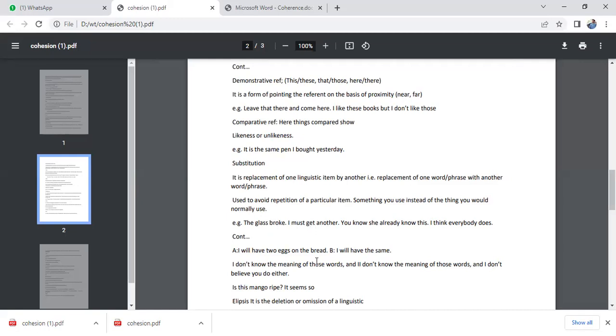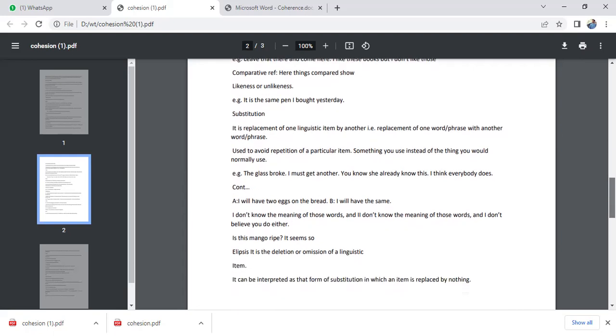Why is the writer not saying I must get another glass? Because he is also giving you the clue that this idea is about the previous one. This idea is about the glass. Whatever I am talking about is about the glass. So over here the glass is actually substituted. So in this way you can also bring cohesion in your writing.